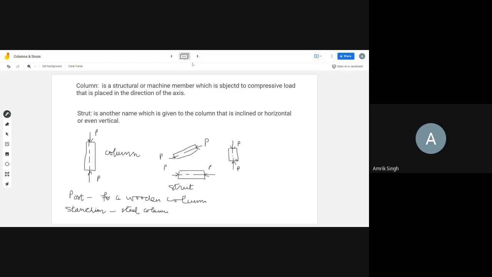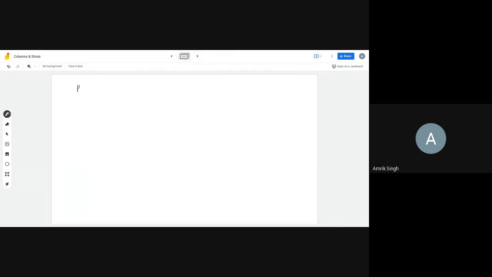And we also use a word which is known as pillar. Pillar is basically used for a massive column, which is very long, of massive dimension, like we use in temples. Okay.